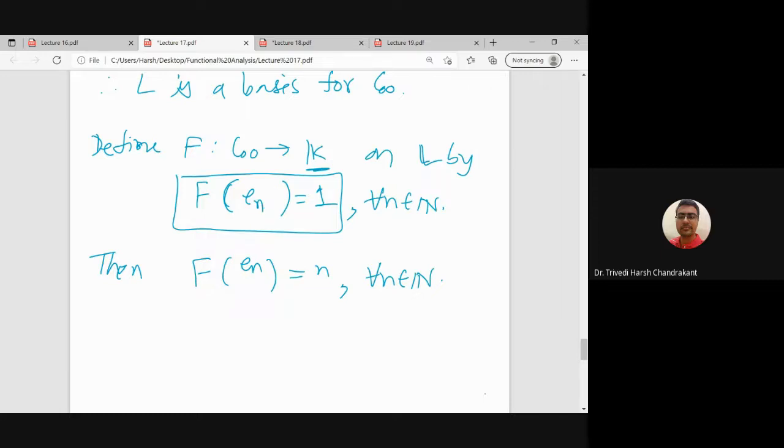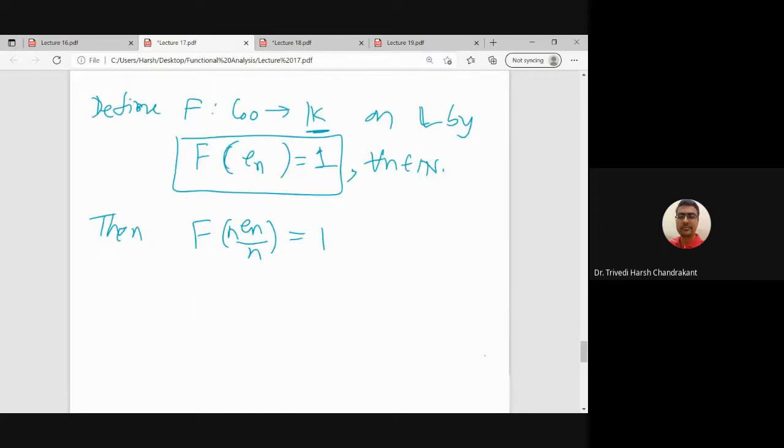There is some trick here. So if we define f of En by n, what will this be? f of En is 1, so f of En by n is 1. So therefore we are getting 1 by n. We should not get 1 by n. So therefore we need to define this function. So this way we can define the linear function.